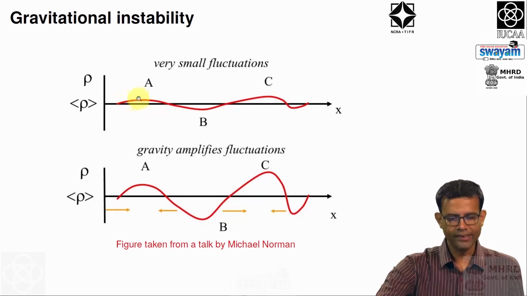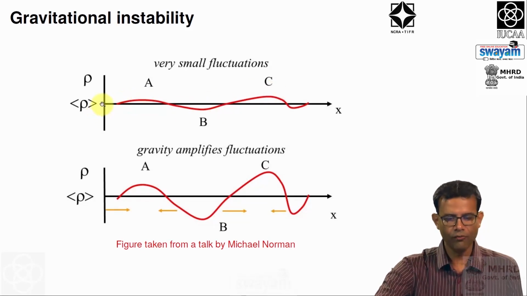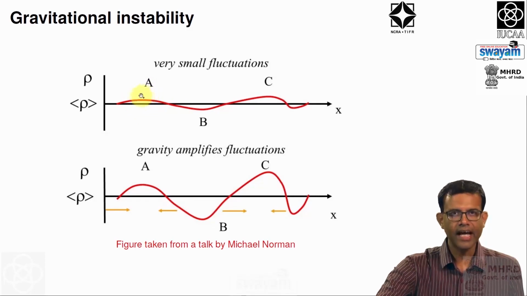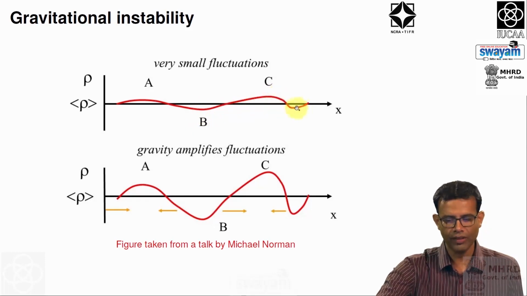And you can see there are fluctuations in the density. If they were uniform, everything would have been at the mean density, that would be this black line, but it is not. So, there is this region A which is slightly over dense, there is this region B which is slightly under dense, and C which is over dense, and so on.